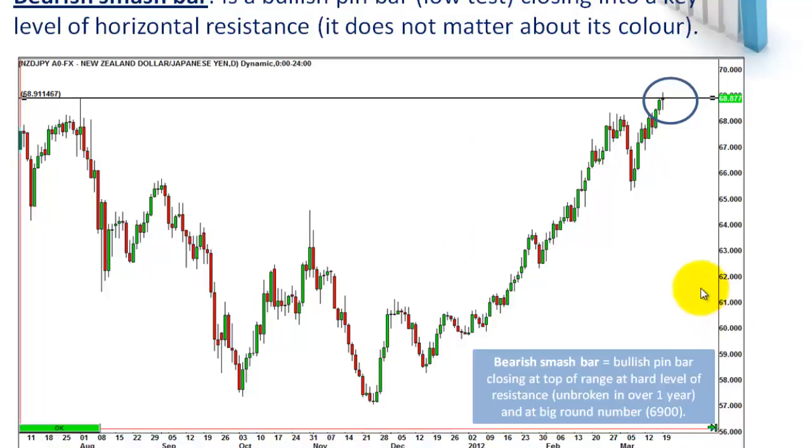However, what you'll notice as well is we look at the same criteria for going short or long on smash bars as we would regular pin bars anyway. You see it's up against this level, we've got a big number at the top of the range or 2-year price extremity. That's enough evidence to potentially go short.